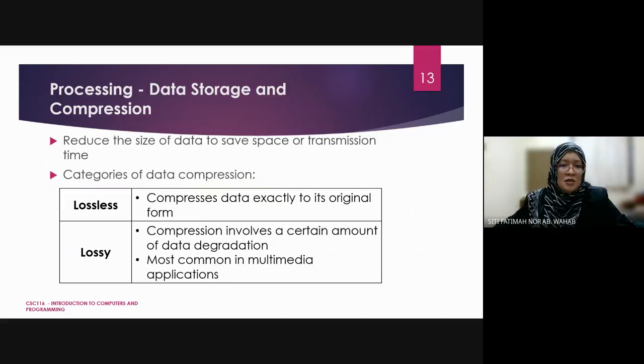Then data storage and compression. We use compression to reduce the size of data to save space or transmission time. There are two categories of data compression: we have lossless, we have lossy. Lossless compresses the data exactly to its original form. Lossy compression involves a certain amount of data degradation. It degrades the data. It is most common in multimedia applications. If you don't do this, even though you compress, the size is still big.